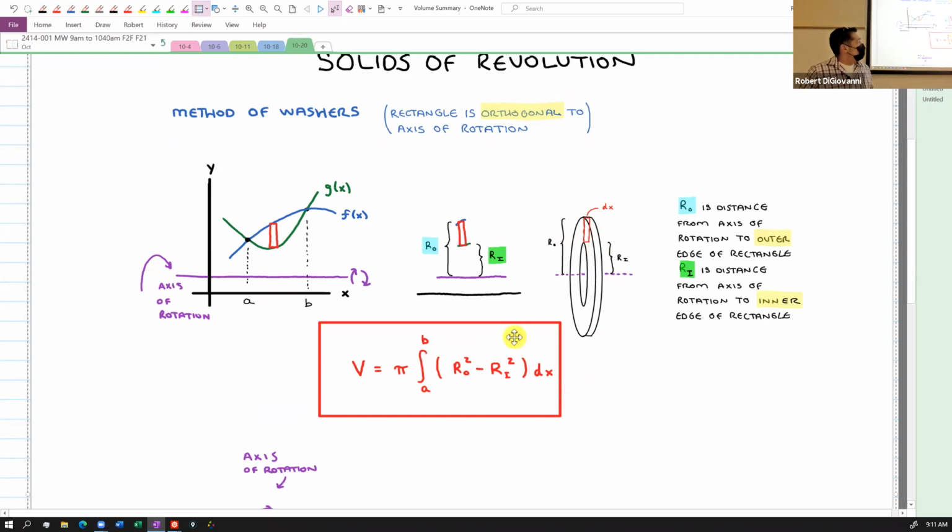Okay, so here's the formula for it. It's the outer radius squared minus inner radius squared. That's basically the difference of the radii. And then dx is the thickness of the washer.